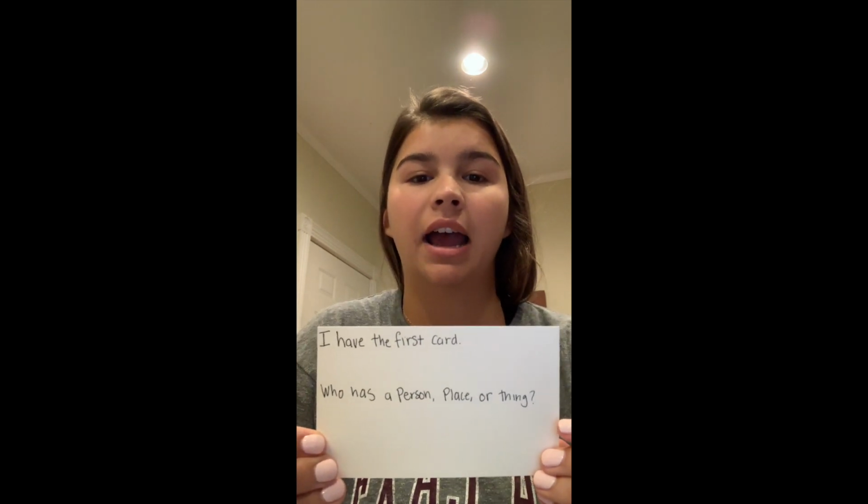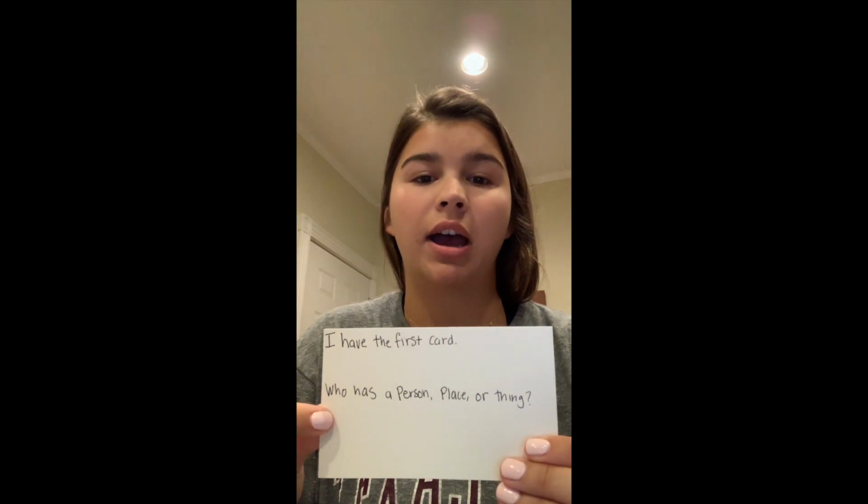It says, "I have the first card." So the student will read the first sentence, "I have the first card. Who has a person, place, or thing?" The other students in the class will be listening, and obviously that's a noun. So the student who has the noun would say, "I have a noun," and then read their next definition: "Who has something that describes a noun?" That would be an adjective. Whichever student has the word adjective on their card would read next, and you would just go on until you get to the last card.